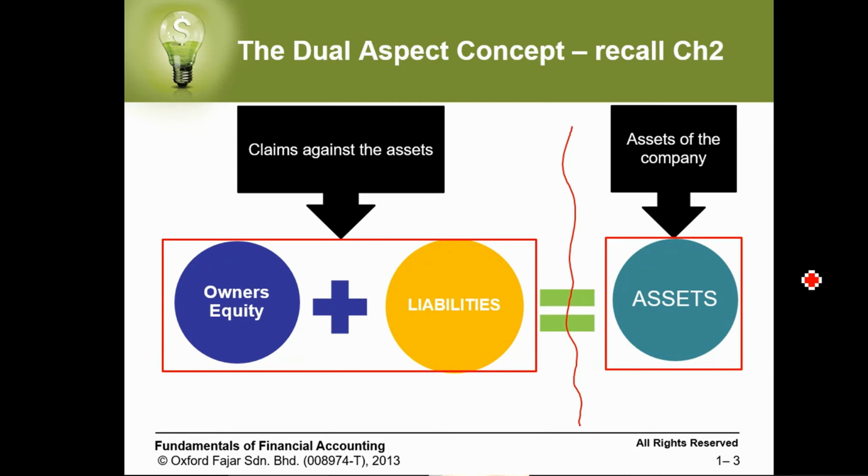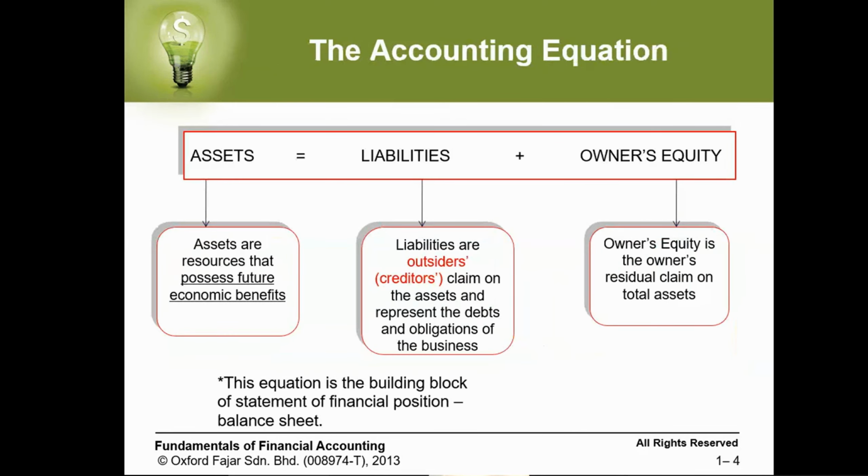And we said that both sides should always be equal. So it should always be correct. Always after any transaction, our assets should stay equal to liabilities plus owner's equity. As we defined, this is all a revision of the previous chapter about the accounting equation.